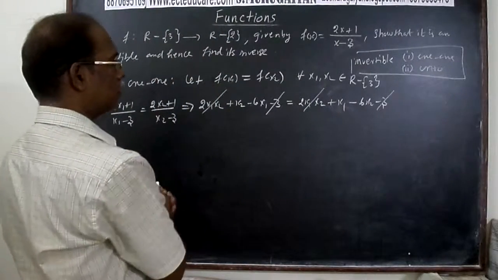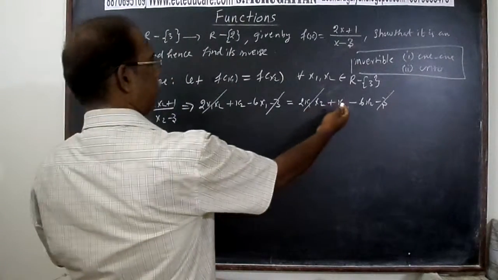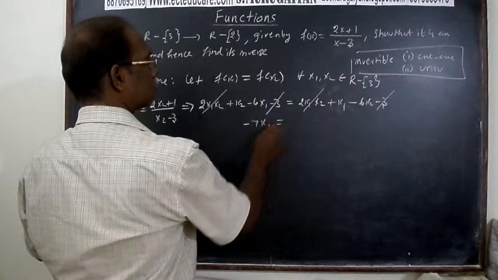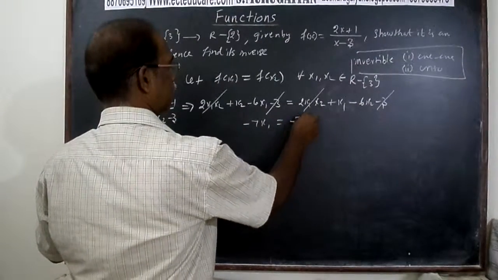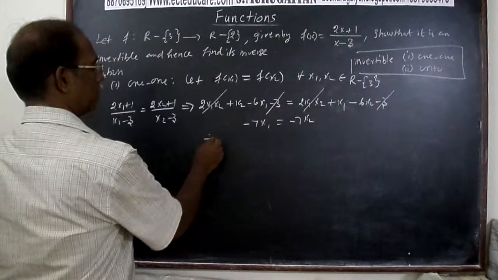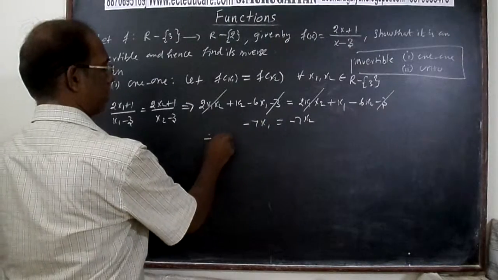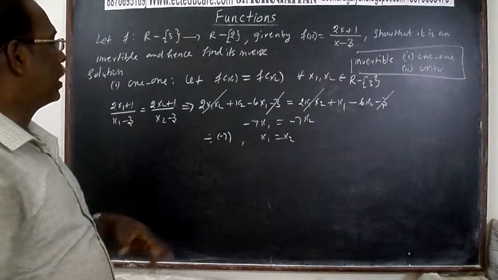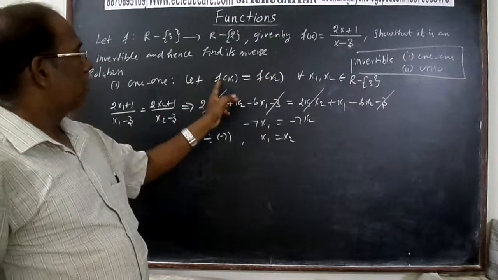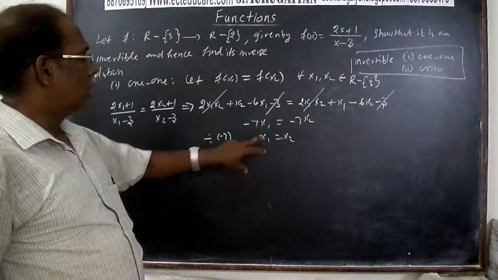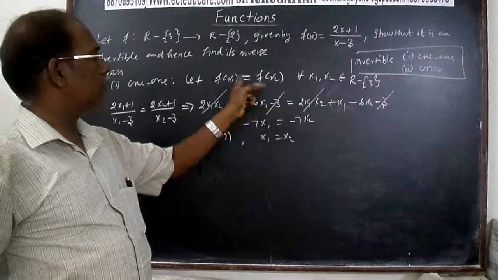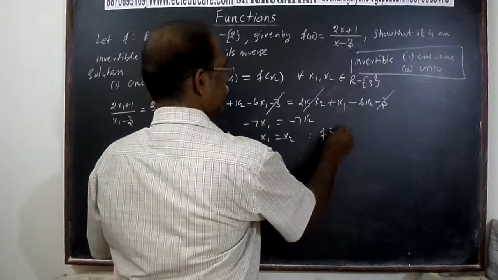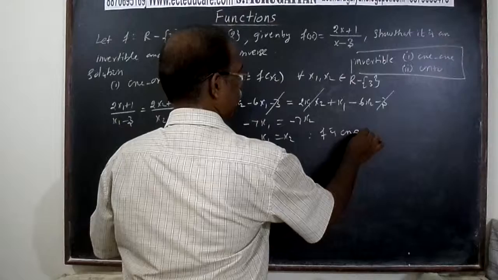Now rearrange the terms. x1 can be taken on the same side, minus 7 times x1, the other side minus 7 times x2. Then simplify, or divide the entire equation by minus 7. We can get x1 equal to x2. Dear student, we have started our discussion with the same images and concluded with the corresponding pre-images are equal. So this shows that f is 1 to 1.